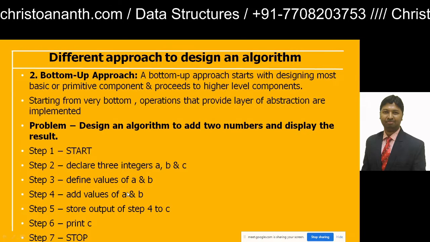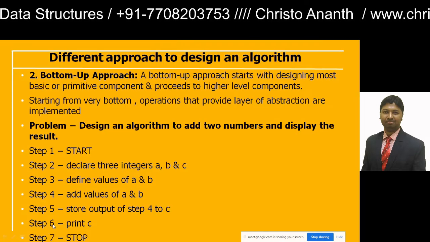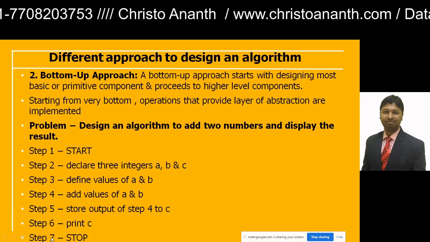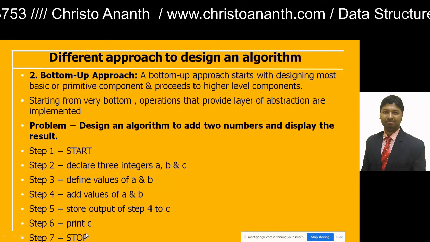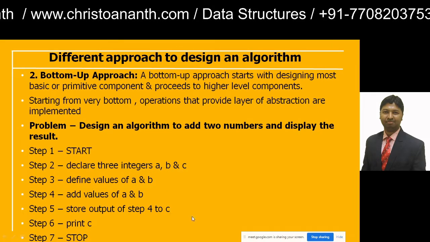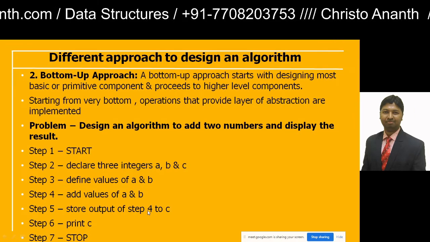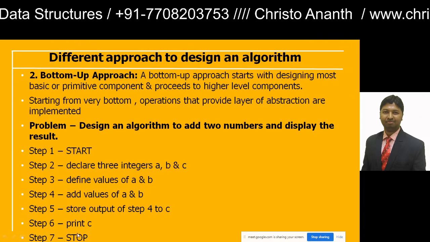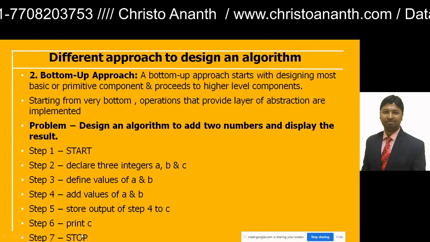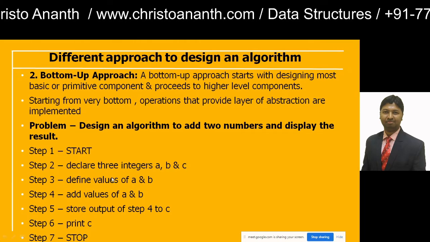So 4 is stored in c, and then step 6, print c, and then step 7, which is stop. So a and b you are adding up and storing as c, and you are going to print c. So 1 plus 3 is 4, which is printed from c. And then you stop the program. So this is a very simple algorithm for how you add two numbers and display the result.